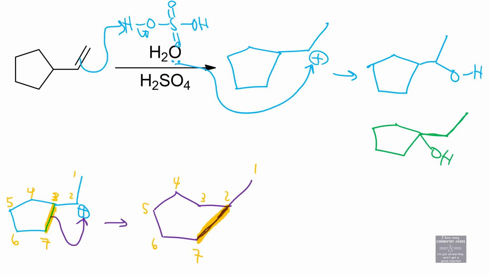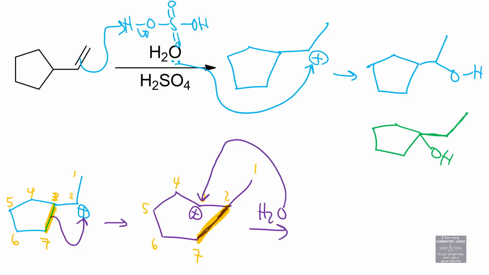So, okay. Which bond did I unplug? I unplugged 3 and 7 and made a bond from 7 to 2. Who lost in that transaction? Carbon 3. So who's my positively charged carbon? Carbon 3 is my positively charged carbon. Then water attacks carbon 3.